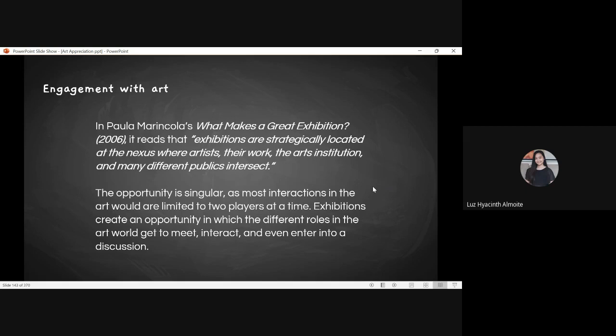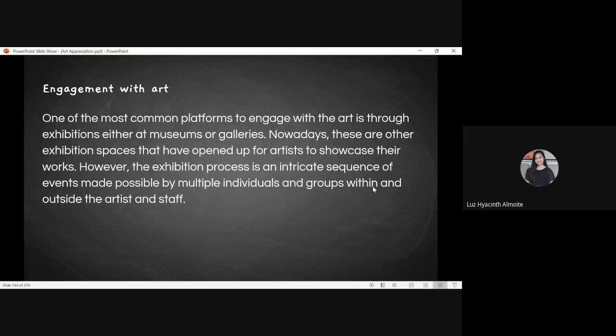On the other hand naman is Paula Marincola's What Makes a Great Exhibition. It reads that exhibitions are strategically located at the nexus where artists, their artwork, the arts institution, and many different publics intersect. This opportunity is singular as most interactions in the art world are limited to two players at a time. So kung kanina nung kay Anne Klein sa The Evolving Role of the Exhibition, important sa kanya yung makita ng audience yung artwork through exhibition. So here, there is a single opportunity. Exhibitions create an opportunity in which the different roles in the artwork would get to meet, react, interact, and even enter into a discussion.